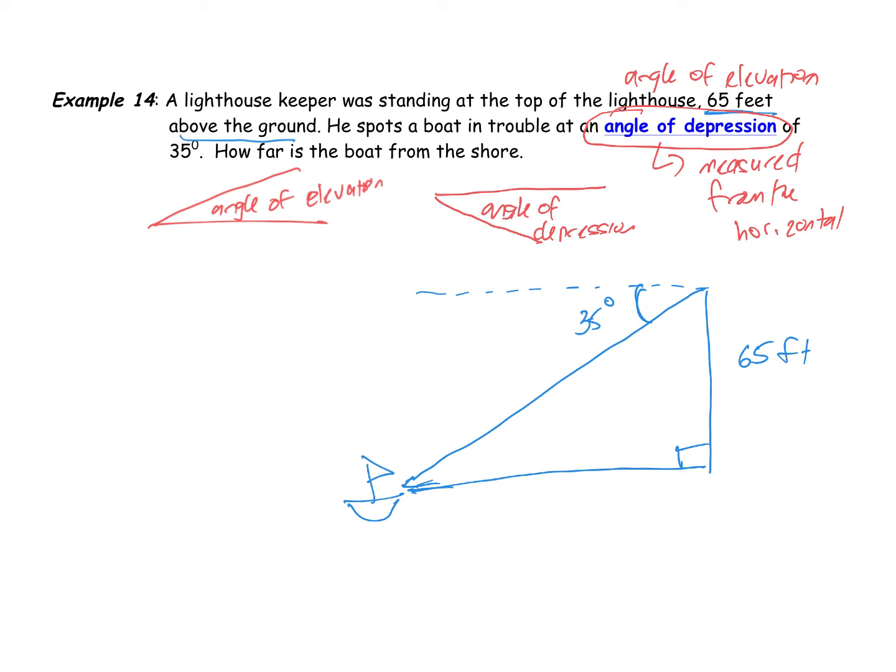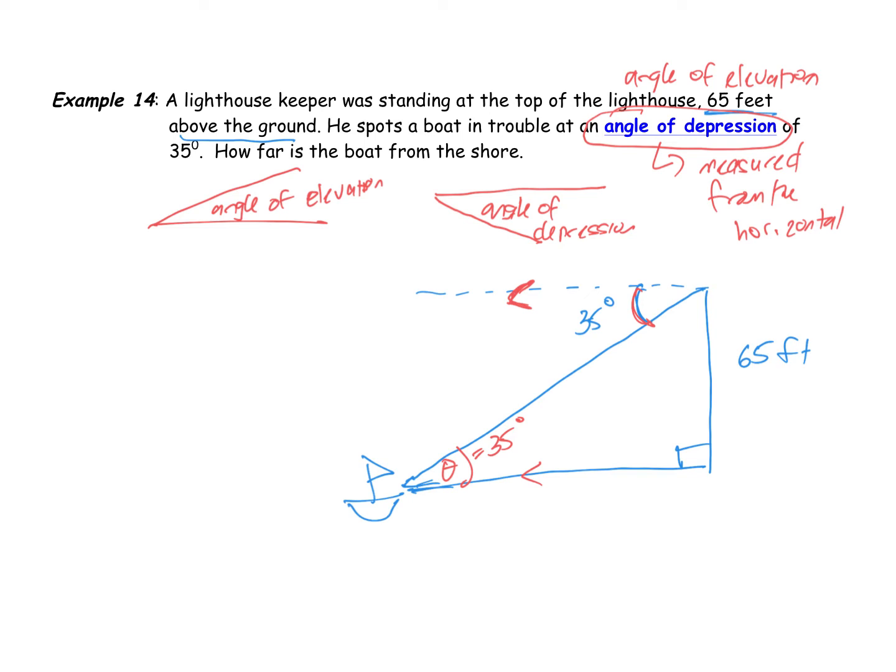You'll note that the 35 degrees is not in our right triangle. The angle in our right triangle is this angle down here. But we know that we have parallel lines: the ground and the horizontal line that we drew are parallel. So we have parallel lines cut by a transversal, and we can see that these two angles are alternate interior angles. So theta is going to be 35 degrees. And now we have an angle in our triangle, so we're ready to solve this problem.